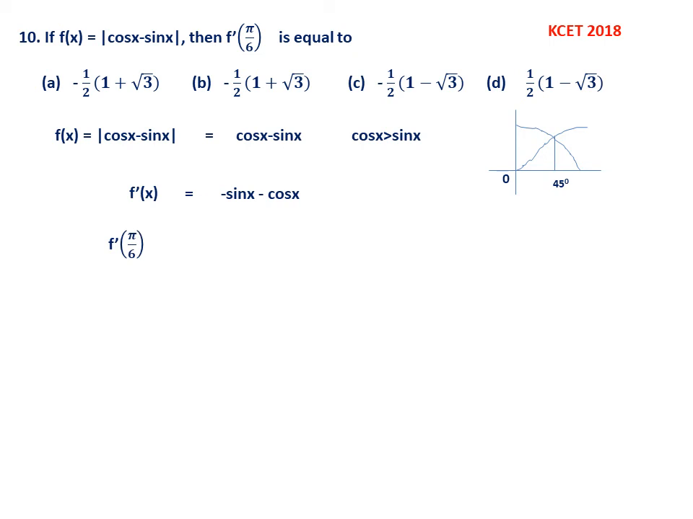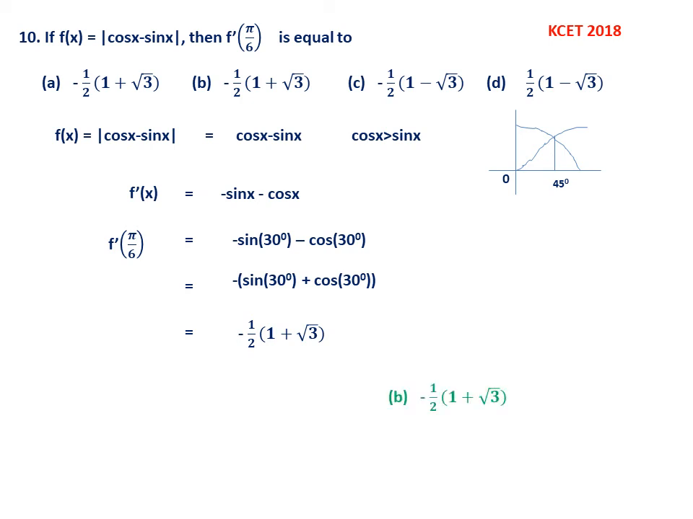Therefore, f of pi by 6, of course pi by 6 is same as 30. Therefore, it is minus sin 30 minus cos 30. Simplify. So you get minus can be taken out. So it is minus 1 by 2, 1 plus root 3. So I think B is the option.